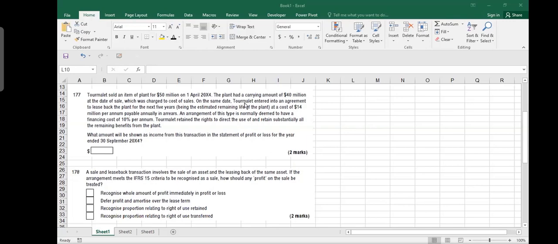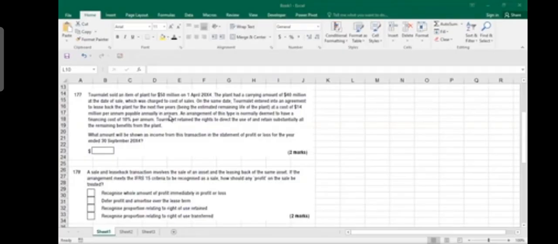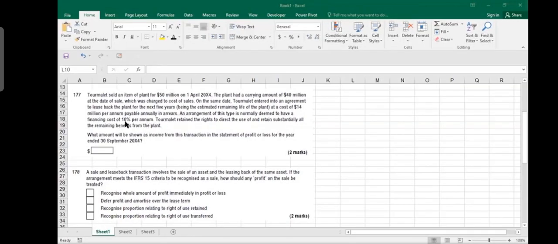On the same date, Tomalet entered into an agreement to lease back the plant for the next 5 years, being the estimated remaining life of the plant, at a cost of 14 million per annum, payable annually in arrears. An arrangement of this type is normally deemed to have a financing cost of 10% per annum. Tomalet retained the rights to direct the use and retain substantially all the remaining benefits from the plant. So what should you show?